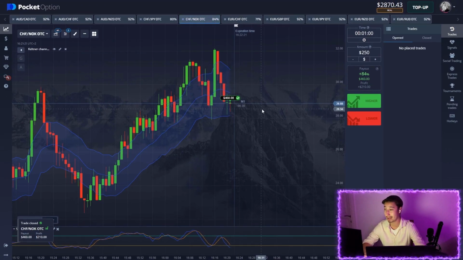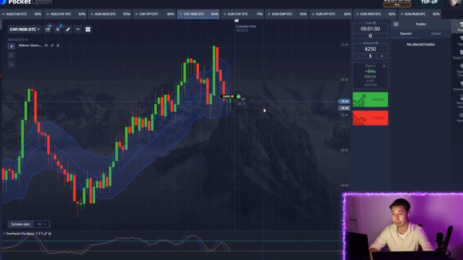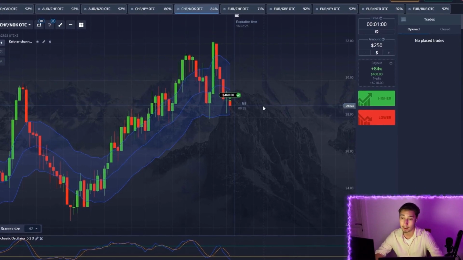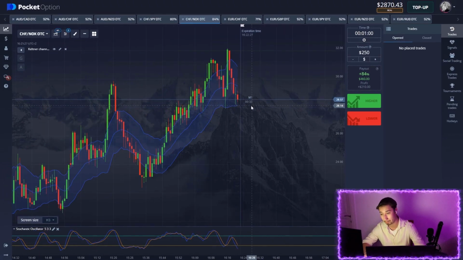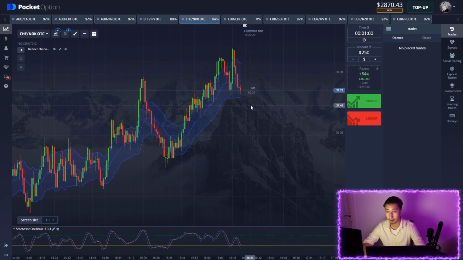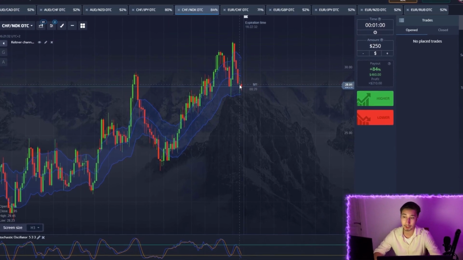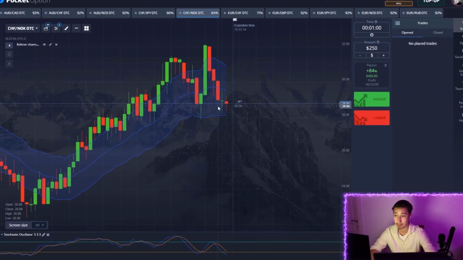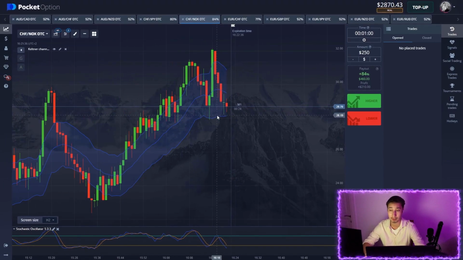Nice. We got $2,870 on our balance now. We played out ahead of the market. The dodgy pattern has formed here. This upward zone played out and the price broke this level down.